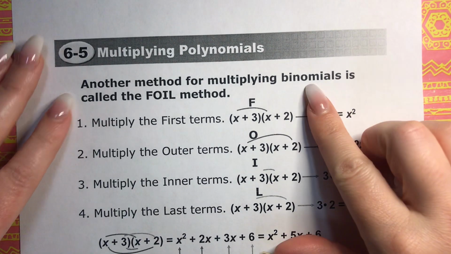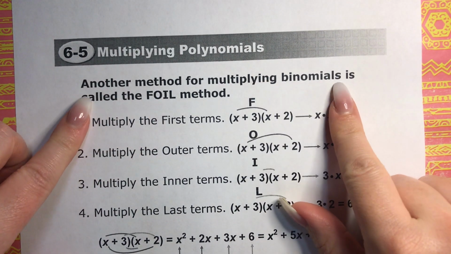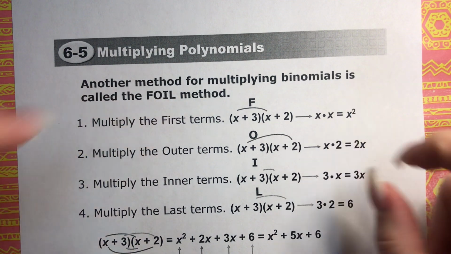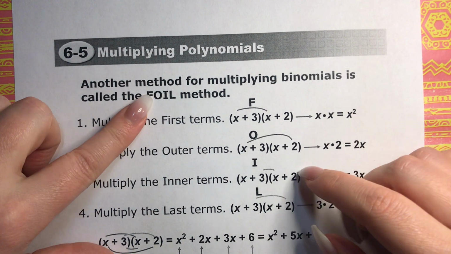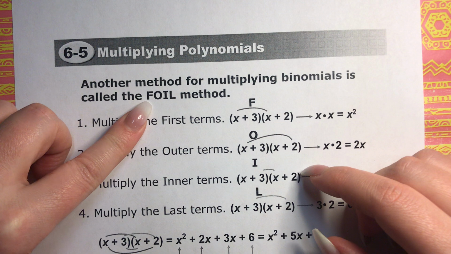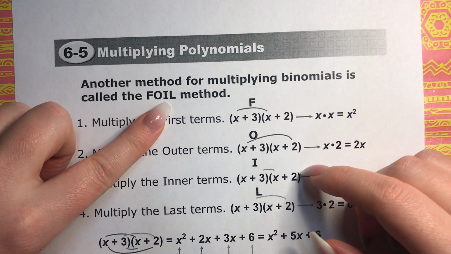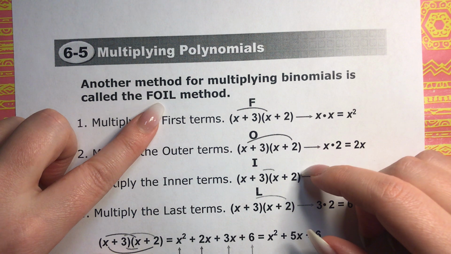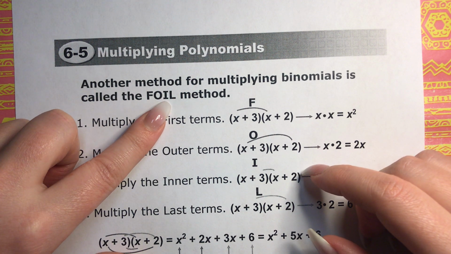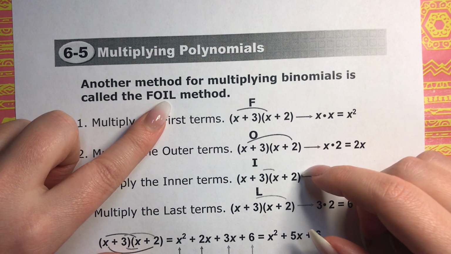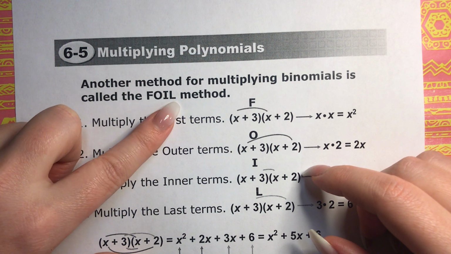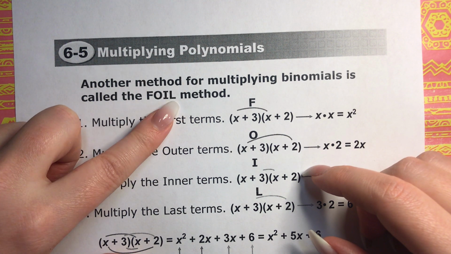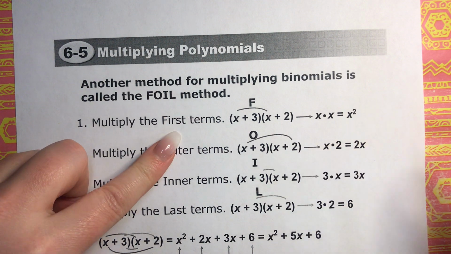All right, so we're going to be multiplying binomials, and one way to do that is the FOIL method. So FOIL, F-O-I-L, each of these letters stands for a word. The F stands for first, the O stands for outside, the I stands for inside or inner terms, and the L stands for last. So let's look at what first means.